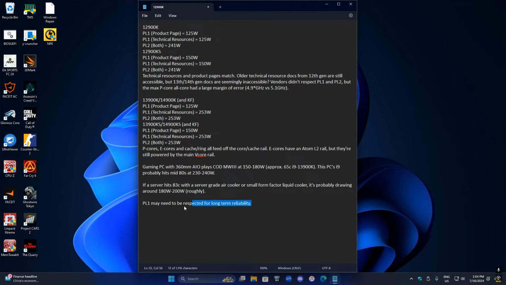There we go. That's my conclusion by this point, because without respecting PL1, it may be the case that these CPUs degrade much more rapidly at PL2. And it makes sense because PL2 is always meant to be like a short burst of power draw. And the lack of margin of error in the i9 SKUs from 13th gen, 14th gen just means that you're going to hit your degradation detection sooner, because you're basically at the limit already.